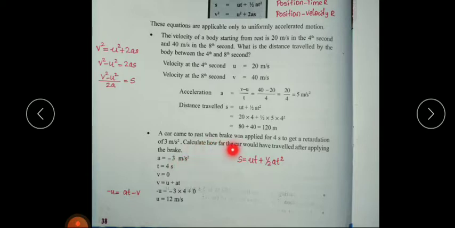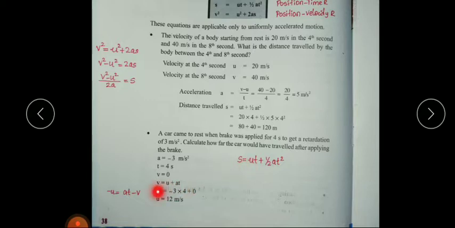Calculate how far the car would have travelled after applying the brake. So we have to find out the distance travelled by the car after applying the brake. We can use this equation s is equal to ut plus half at square. Here we need initial velocity, then time and acceleration. We know acceleration and time. So in the first step we have to find initial velocity.